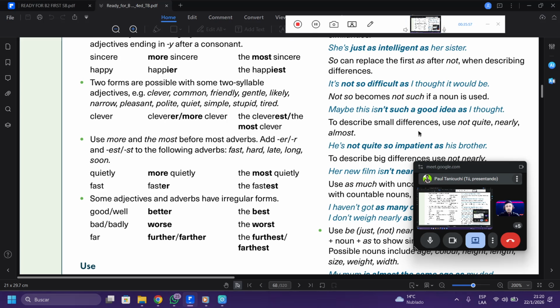Travel isn't such a bad idea as I thought. Yes, it wasn't such a bad idea as I thought. Perfect. Nice. Next.